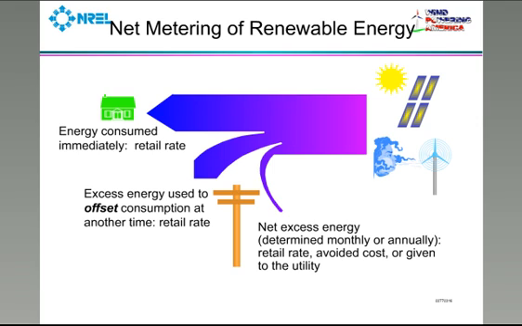But then at a later time, you need to buy that energy back, and so you buy it back from the grid. And so that's what I'll call that middle one, swapped energy, or energy that's used to offset consumption at another time.